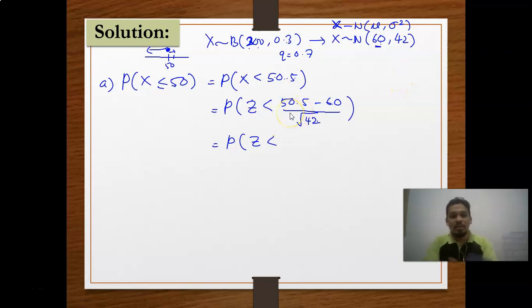Okay, so let's find out this one here now. 50.5 minus 60 and divide by square root of 42. As you can see on the screen here now, it is equal to negative 1.466, somewhere around here.